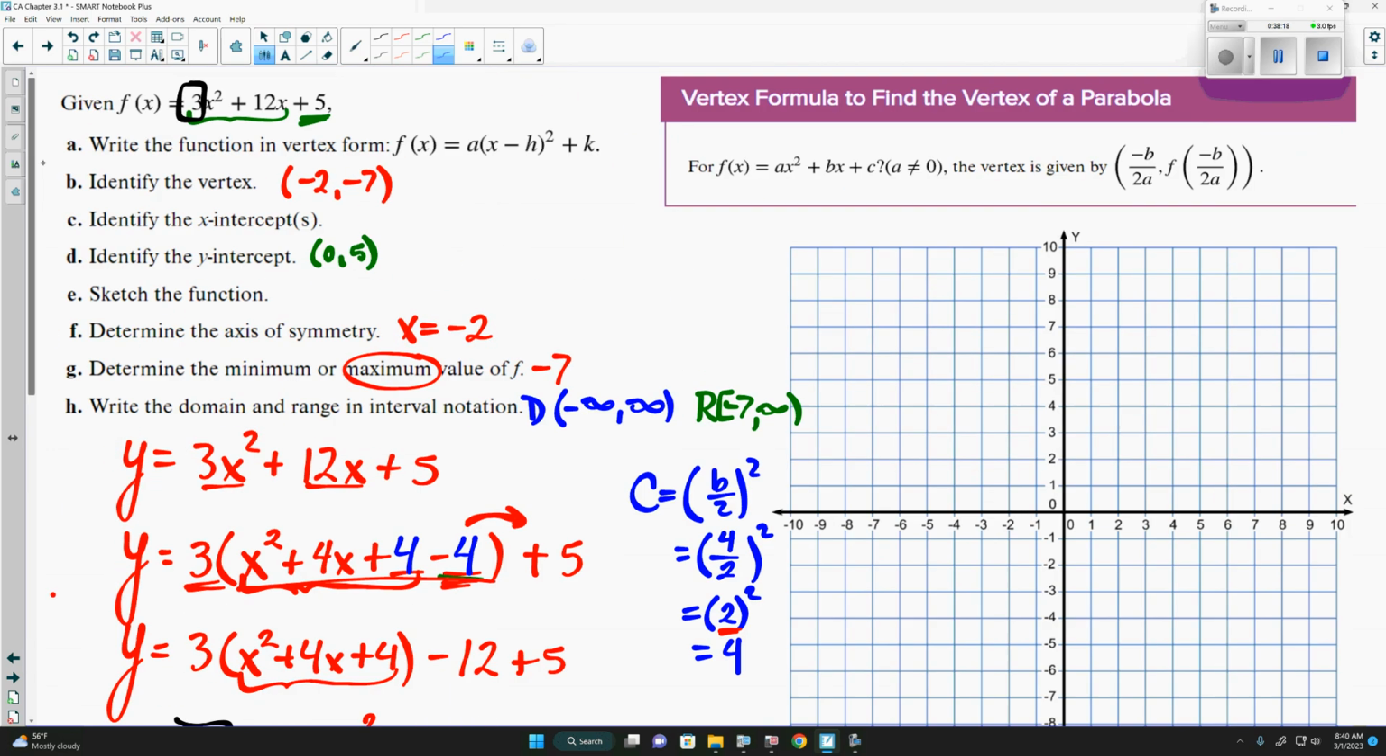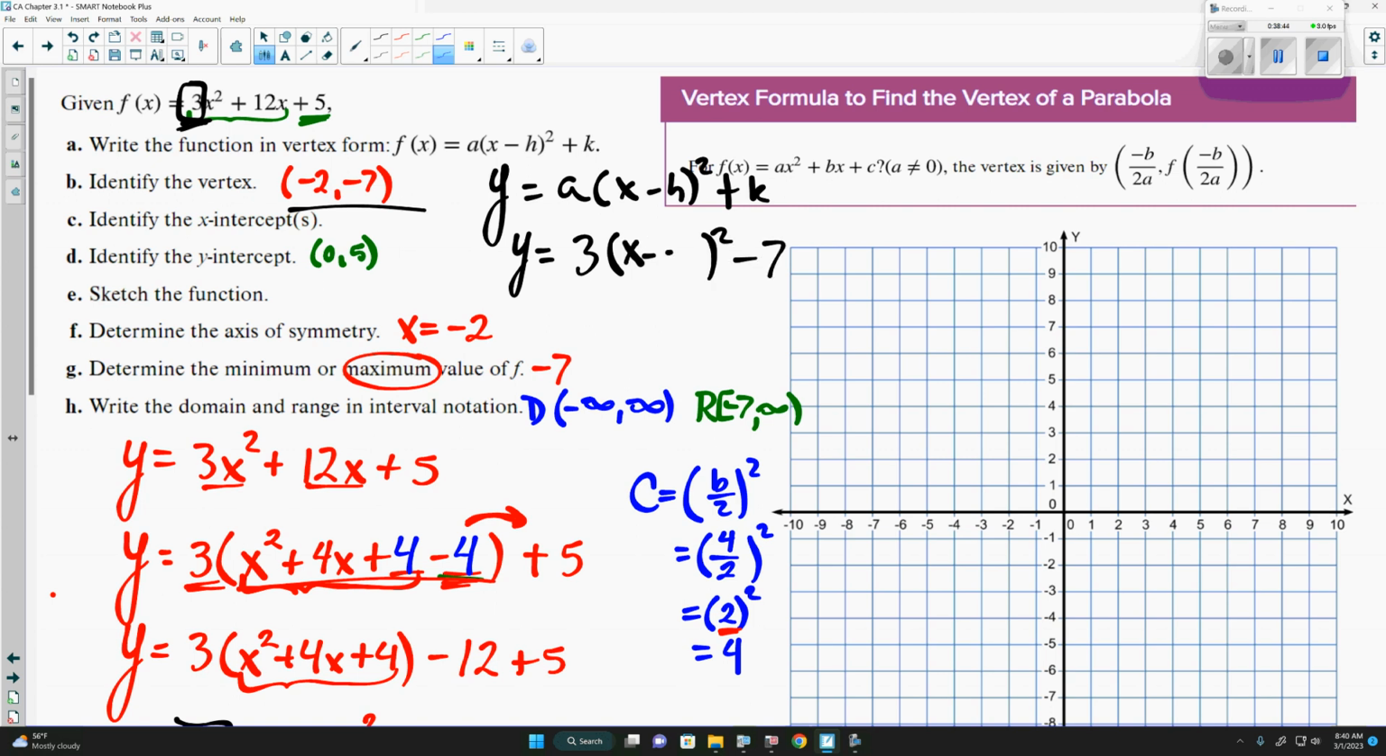So this is kind of a cheap step, because y is equal to A times x minus h squared plus k. Here, the value of A is 3, yes? And when we graphed it, we found the vertex of -2, -7, yes? We can say -7. That makes, we can get to the exact same place.